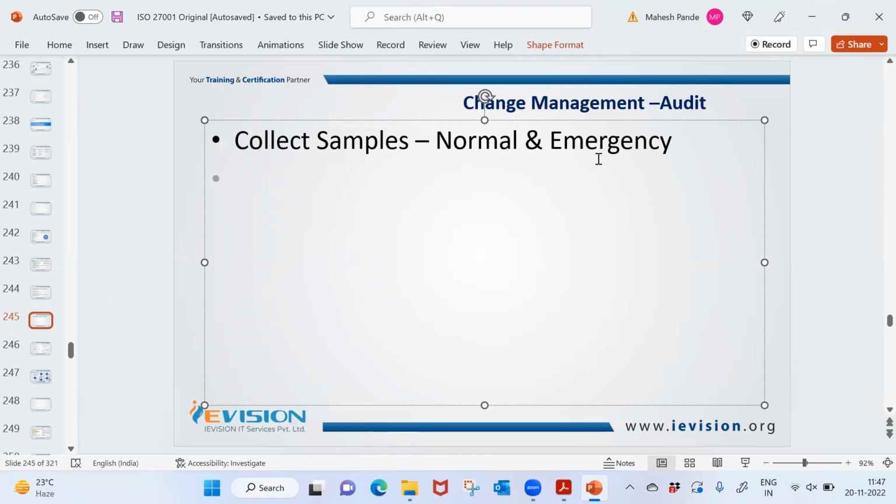Now, I'll collect the samples from them, and identify, or I will say finalize, the samples. For example, 5 normal changes and 3 emergency changes.